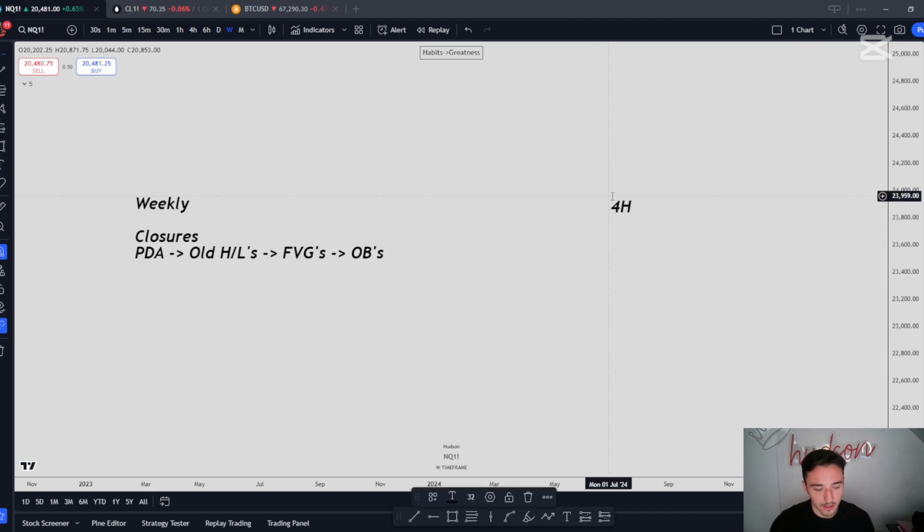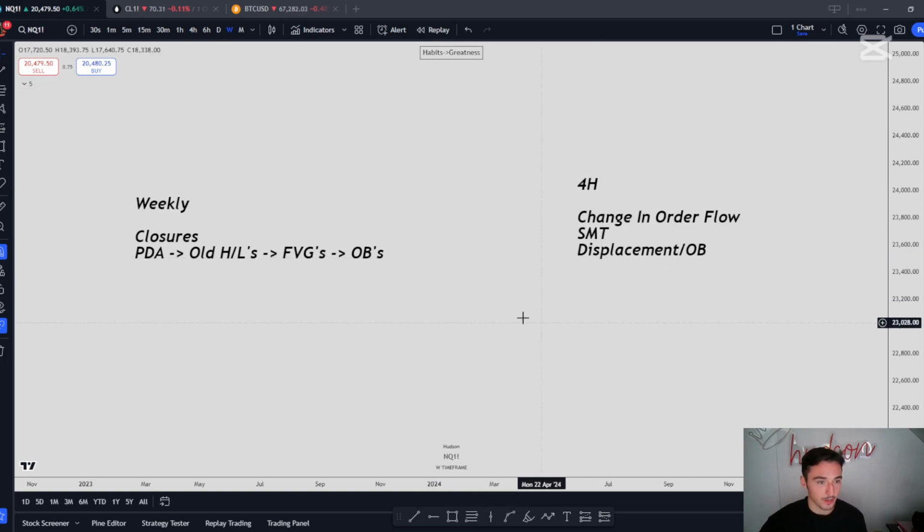4 hour change in order flow. 4 hour is going to give you your change in order flow. SMT, displacement slash OB. This is all you have to do. Identify the weekly closures and PD arrays. Identify 4 hour change in order flow. How are you going to do that? SMT, displacement, or order block. This right here is all that you need to understand the higher time frame. That's it.